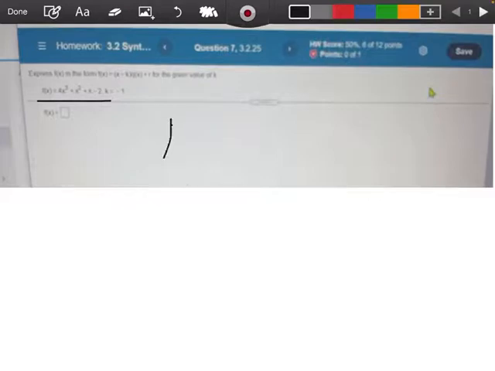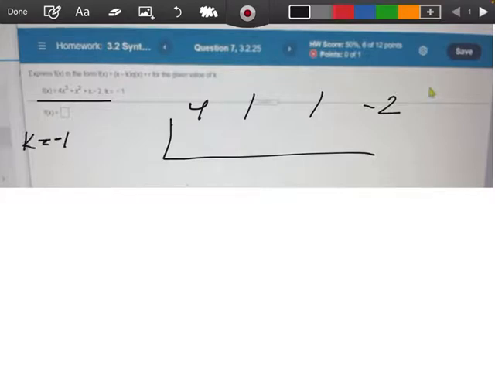So we have 4x to the third plus x squared plus x minus 2. Okay, so let's use synthetic division. Remember, we're going to put the 4. The number in front of the x squared is 1. The number in front of the x is 1. My constant term is a negative 2. And it tells us that our k is equal to negative 1. So remember, when it's in the form k equals, the sign has already been changed for me, right? So we don't need to worry about changing the sign.